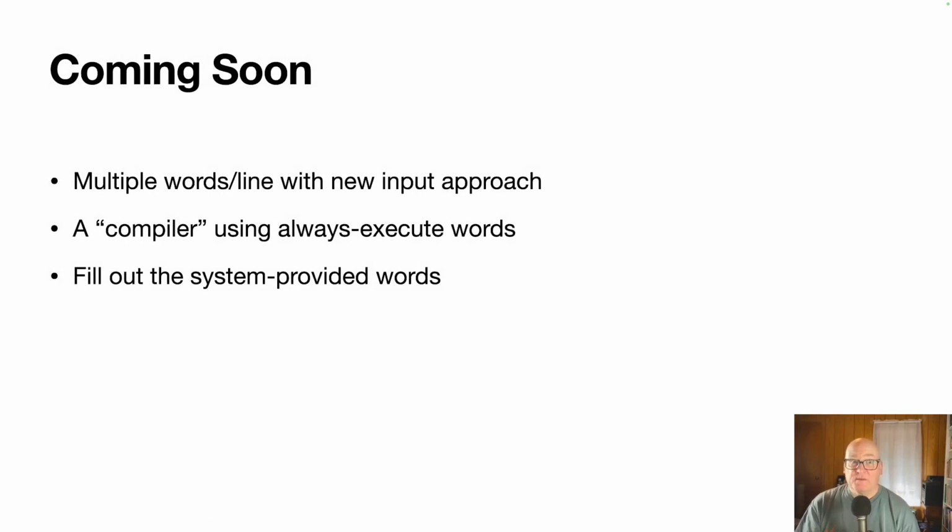Next week, we're going to work on multiple words per line with a different input approach that's more focused on the input module owning getting the next word, rather than cooperating between the input and the eval. Then we're going to look at the compiler. It has the notion of always-execute words. So there's a word that says start compiling, and that word is going to be executed directly, but it's going to trigger the mode that doesn't always execute. So other words that get referenced.